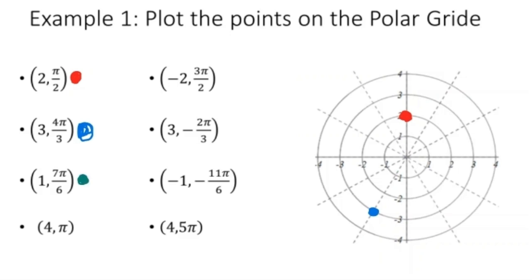Next, we'll plot the point (1, 7 pi over 6). We'll start by locating 7 pi over 6 on our polar grid. 7 pi over 6 would be located there in green. Since r is 1, we will be going in the direction of our terminal side, 1 unit away from the pole. So there's our point for (1, 7 pi over 6).